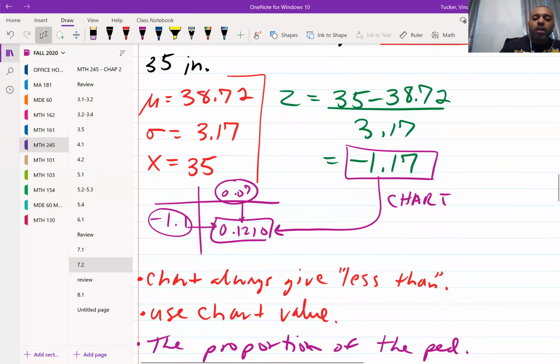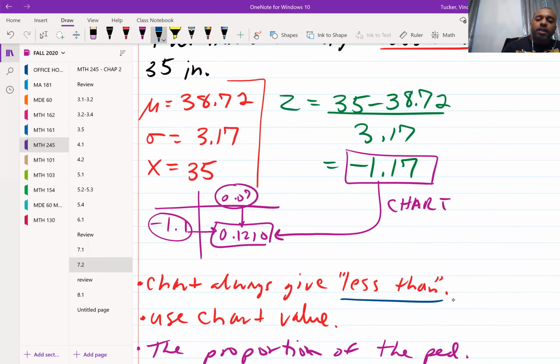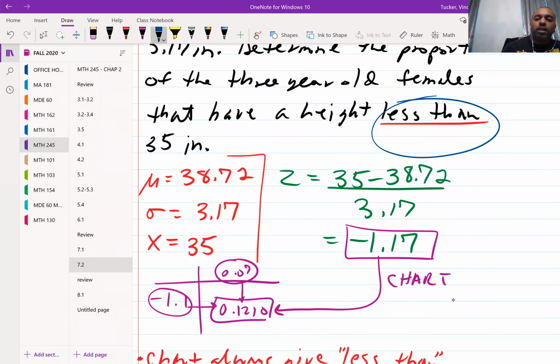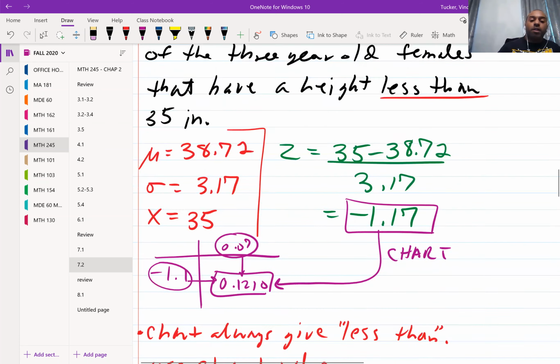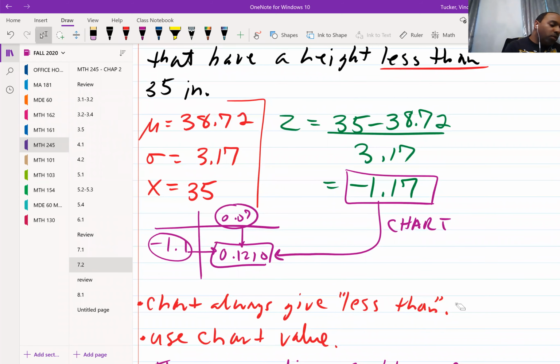All right. So once again, the chart always gives less than. So we will use the chart value because we wanted to find out less than. There are going to be three scenarios that we're going to deal with: less than, greater than, or between. If they're asking for less than in the chart, then you take the chart value that they give you.